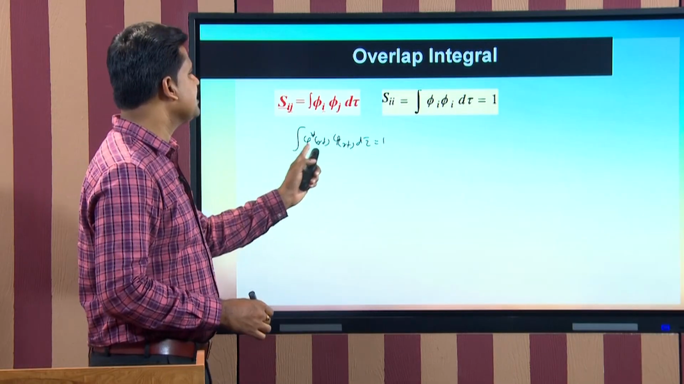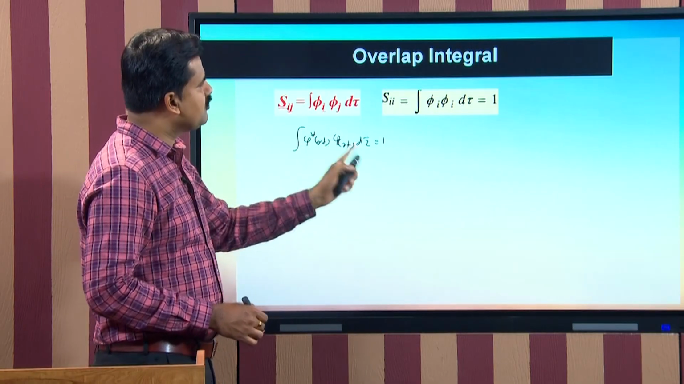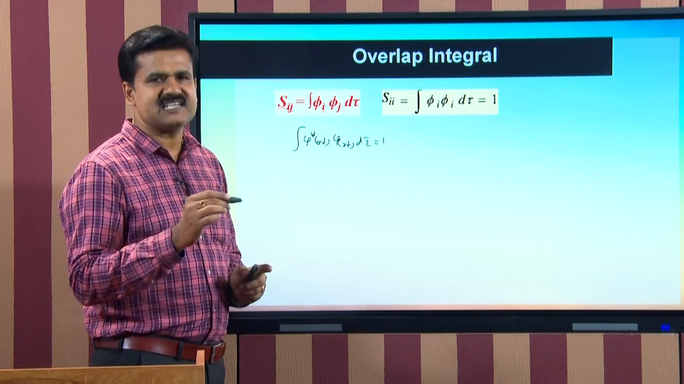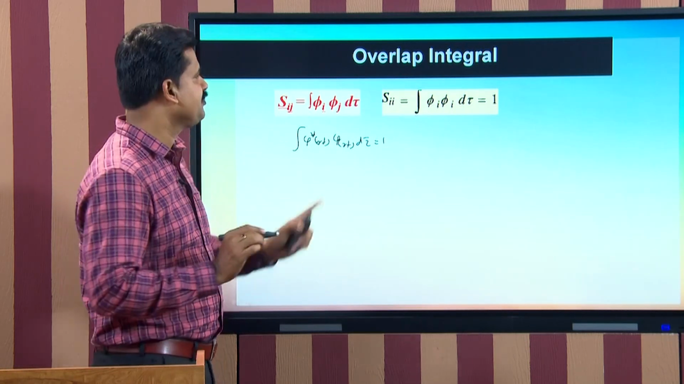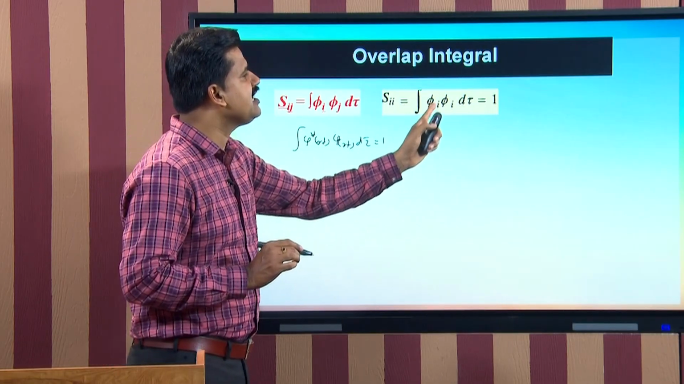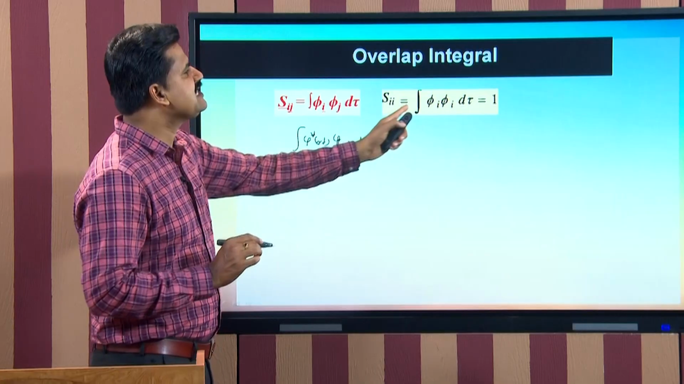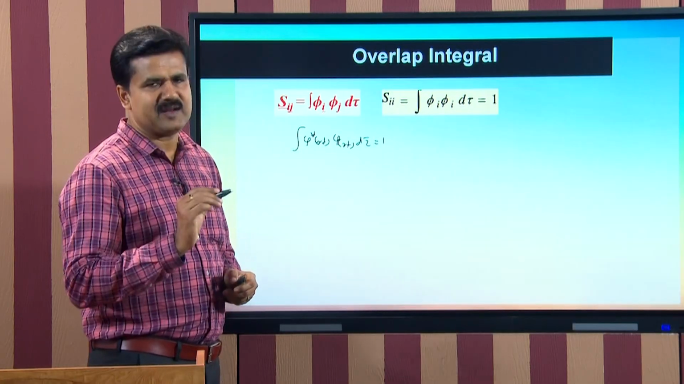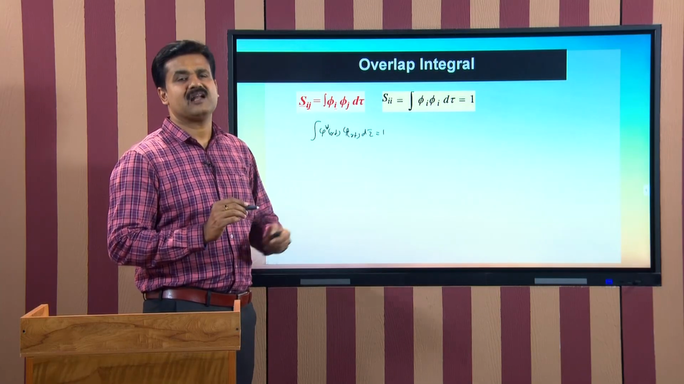Instead of psi star RT, here we are having phi I, and psi of RT is also phi I. Since we are discussing real functions, phi I star is the same as phi I. Therefore, Sii is equal to the integral of phi I squared d tau, and that is equal to unity. This is based on the condition for normalization. And we can take several examples for the overlap integral.